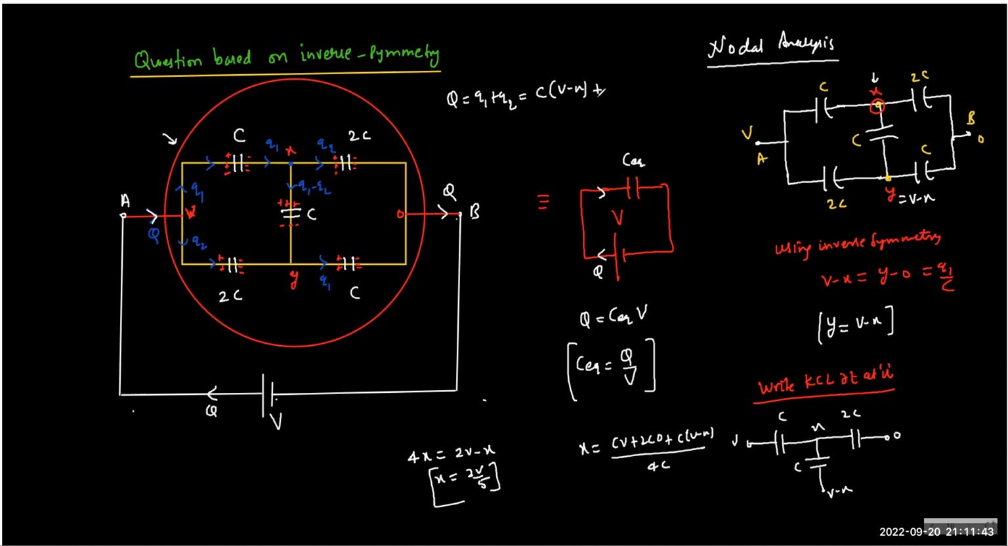And what is Q2? 2C into V minus X, right? Yes. So we can add: CV minus CX plus 2CX, which is CV plus CX. Am I right? Yes. It is C(V plus X). What is V plus X, by the way? 2V by 5 plus V, right? 7V by 5. We are done. So what is the equivalent C?